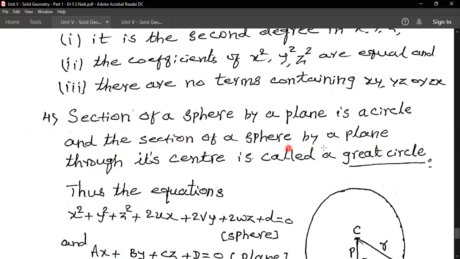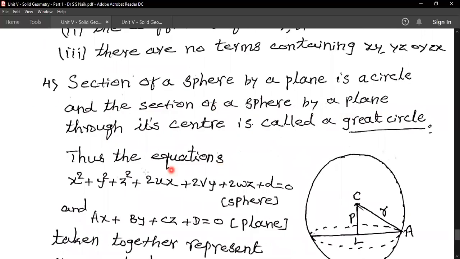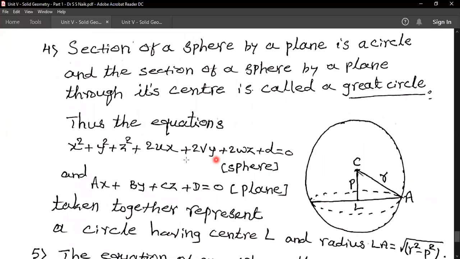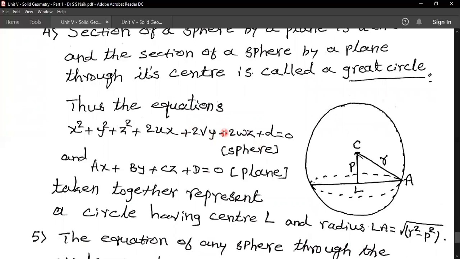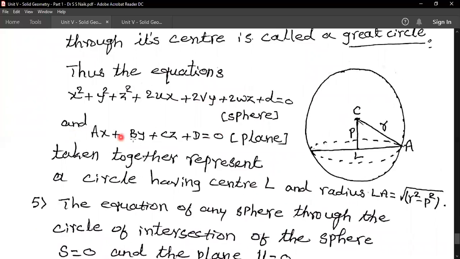So this is important. The great circle is important. What is that great circle? The section of a sphere by a plane through its center is called the great circle. So thus the equations. This is the general equation of a sphere, x square plus y square plus z square plus 2ux plus 2vy plus 2wz plus d equal to 0. And ax plus by plus cz plus d equal to 0 is the equation of a plane.